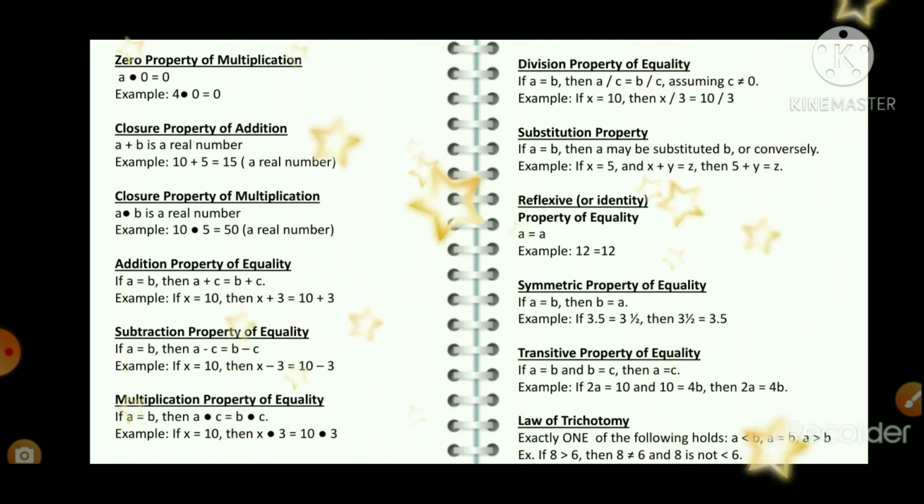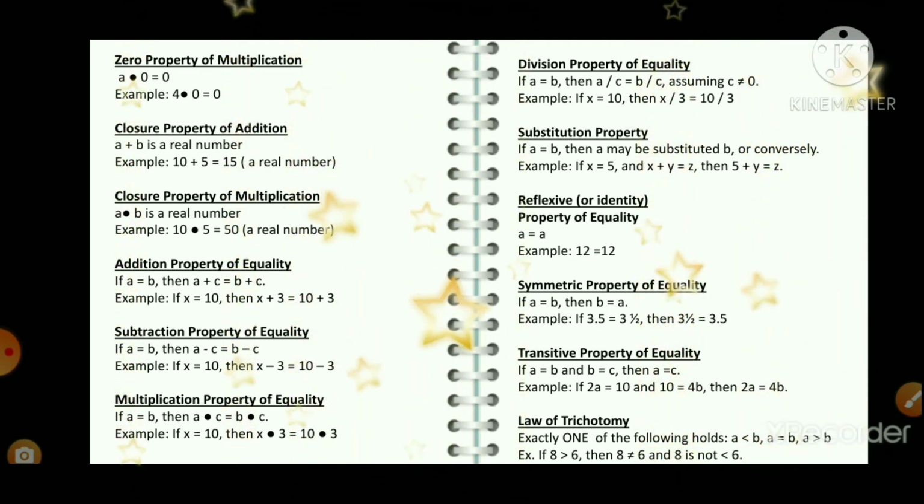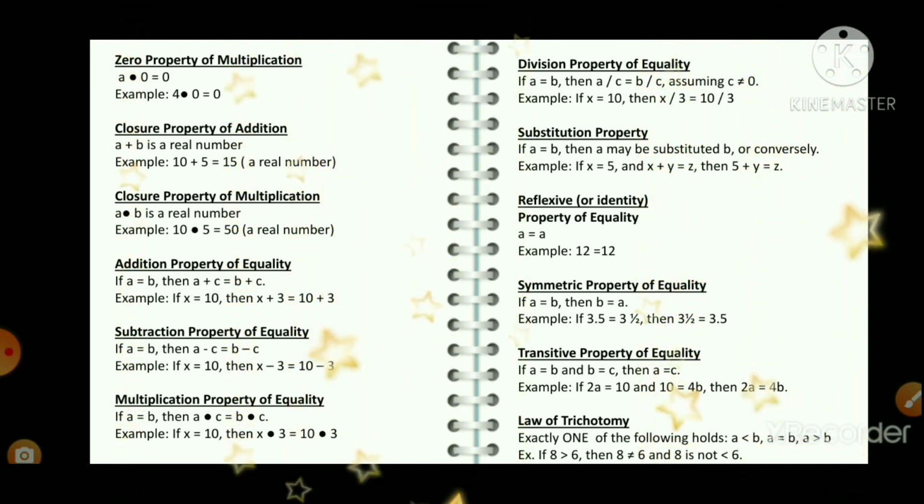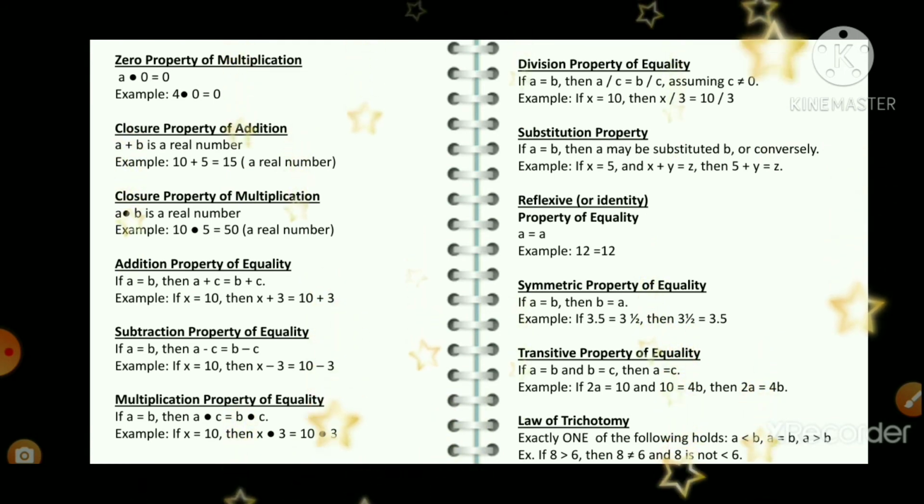Reflexive or identity property of equality. A is equal to A. Example, 12 is equal to 12. A real number is always equal to itself.